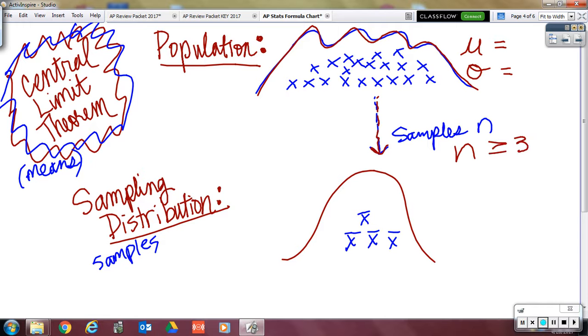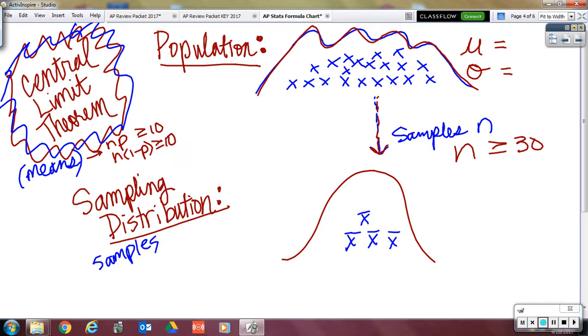Greater than or equal to 30. For proportions, which technically aren't the central limit theorem, what is our "large enough"? n times p, and n times 1 minus p: our number of successes and our number of failures need to be at least 10.